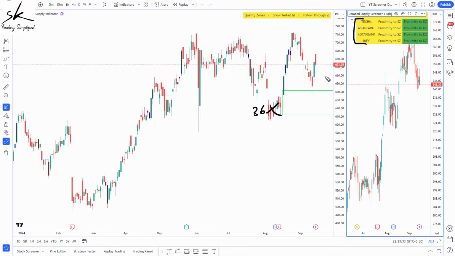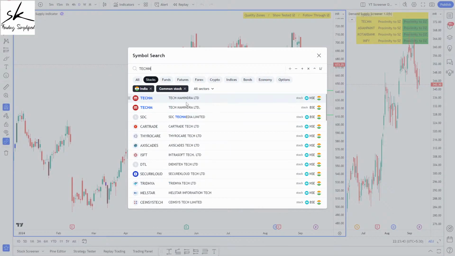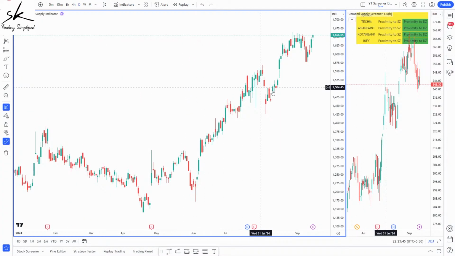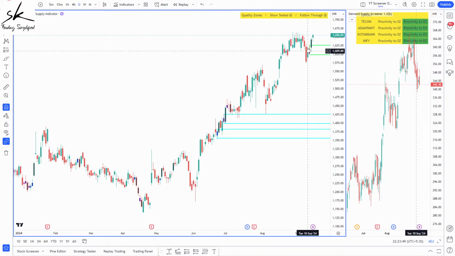And these are the ones where I'm actually very close to demand areas, right? So that is where I can go and verify whether any of these match my trade plan. For example, if I go to TechM, which is the first one getting shortlisted for us, you will see that my current candle is close to a demand area, and that is the reason it is getting shortlisted. You can see the current candle is pretty close to it.